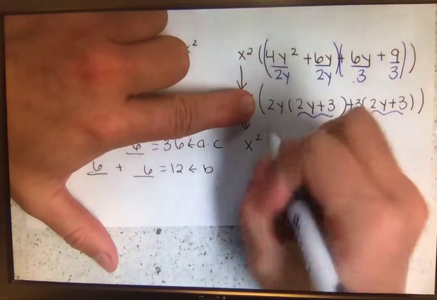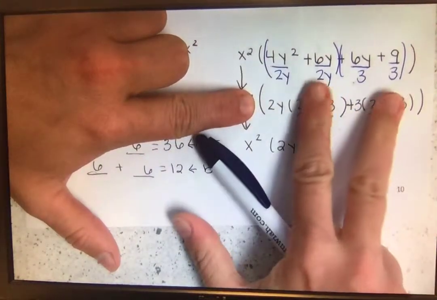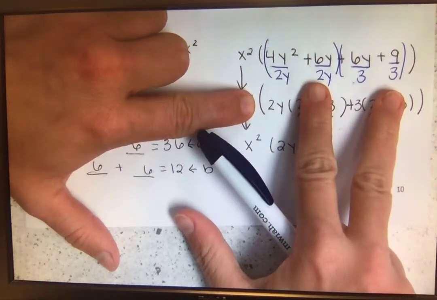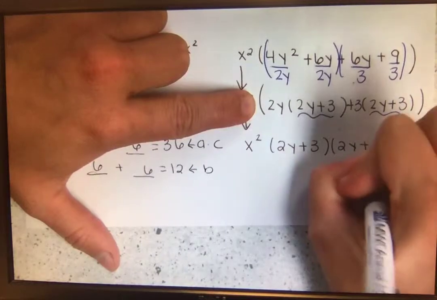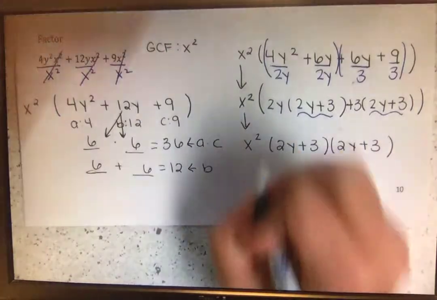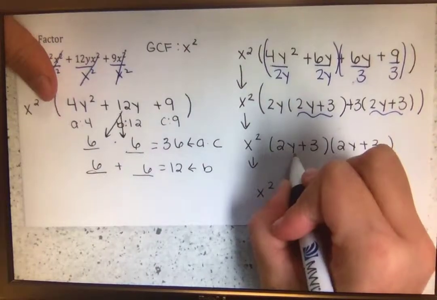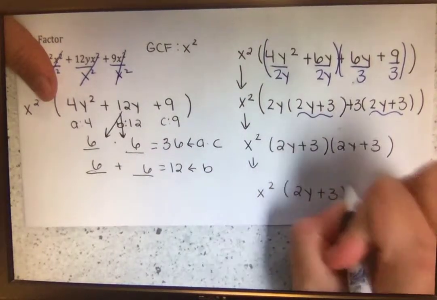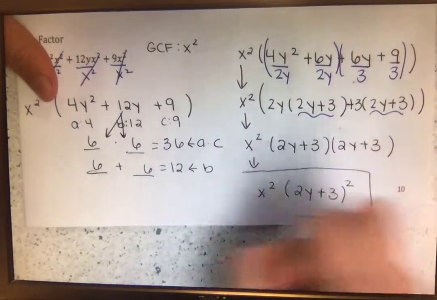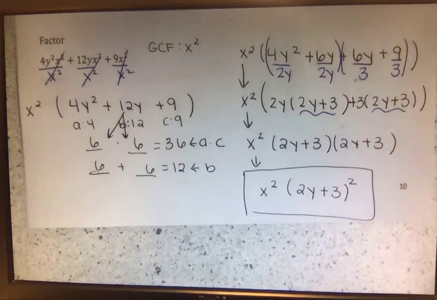They both have 2y plus 3 in common, so we're going to factor that out. So taking out that 2y plus 3, we are left over with 2y plus 3. So if you notice, just like the previous problem, this x squared is hanging out front. We have 2y plus 3 times 2y plus 3, which is 2y plus 3 squared. So that's our final answer, x squared times 2y plus 3 squared.